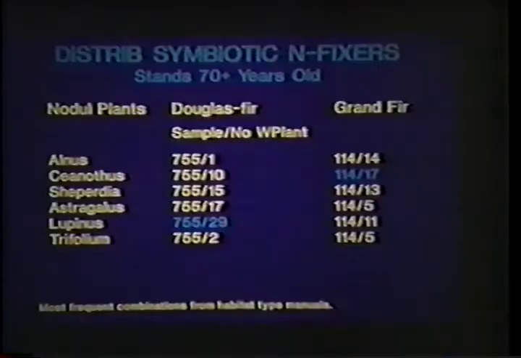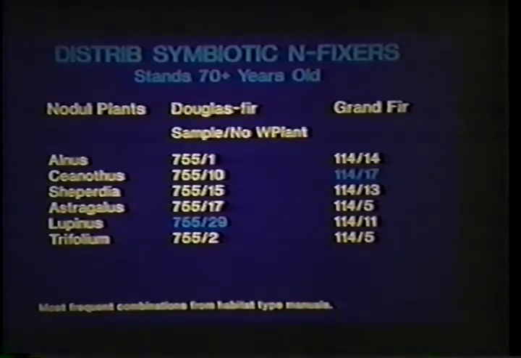But most of the time we simply don't have it. This is some data from the habitat type books. And what you have here is two different types of climax types, two different habitat types, Douglas fir and Grand fir. And if you start with the first one under alder there, Alnus, out of 755 stands sampled in Douglas fir, one of them had some alder on it. These are mid-slope 70-plus-year-old stands that they use for habitat typing.